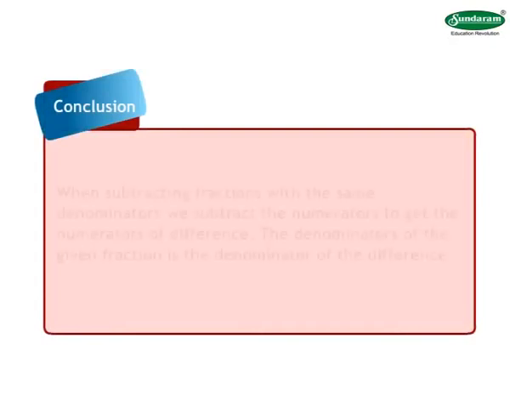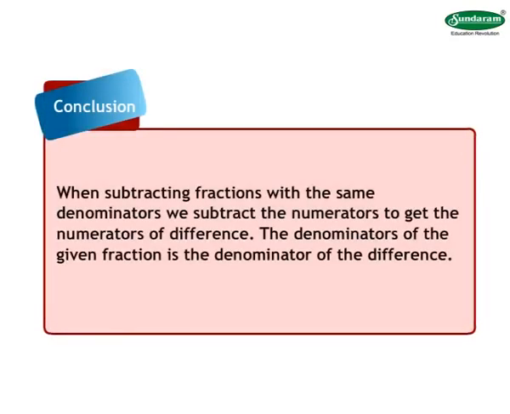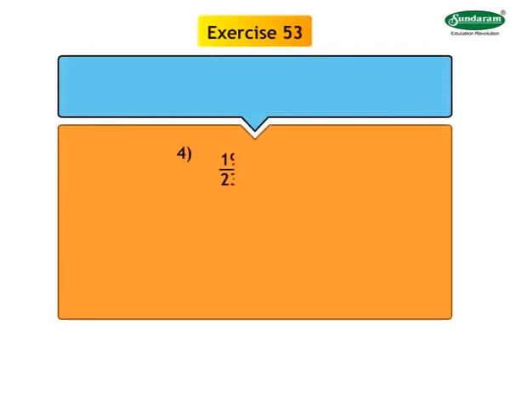Thus, we can conclude that when subtracting fractions with the same denominators, we subtract the numerators to get the numerator of the difference. The denominator of the given fraction is the denominator of the difference. Let us solve a few examples from exercise 53 based on the operation subtraction. Exercise 53. 4. 19 upon 23 minus 5 upon 23.